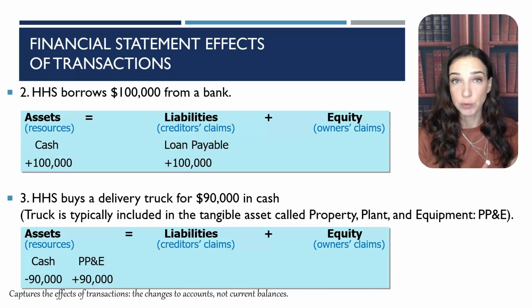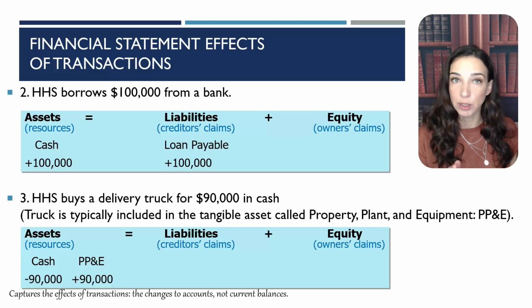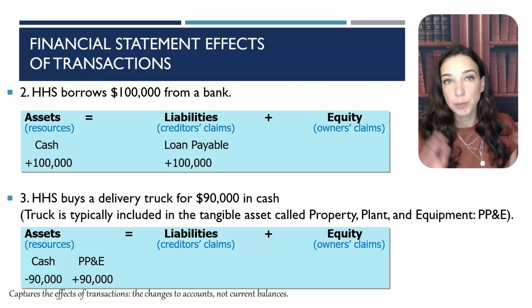This is an example of a transaction where you have one increase in an asset and one decrease in an asset. So everything is contained just on the asset side. That is not a problem because they are exactly equal in magnitude. Our balance sheet is still in balance. We just swapped one for another.